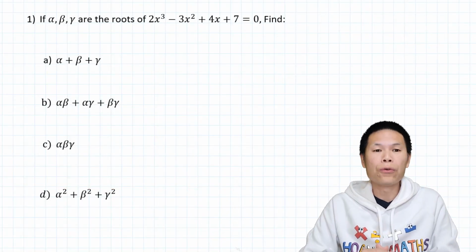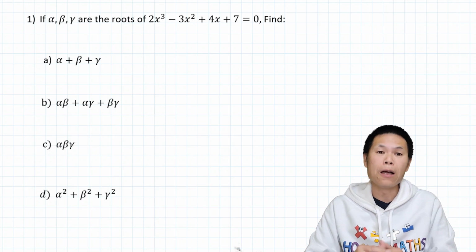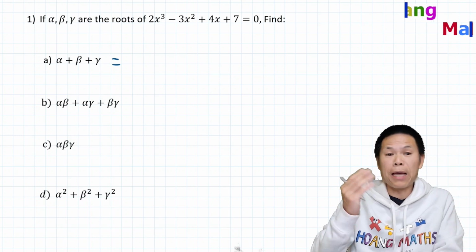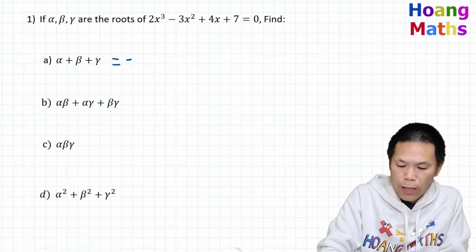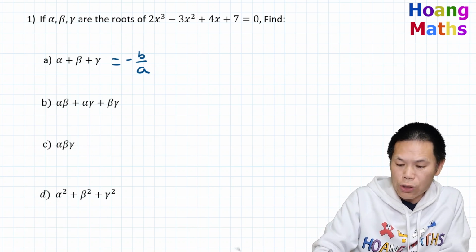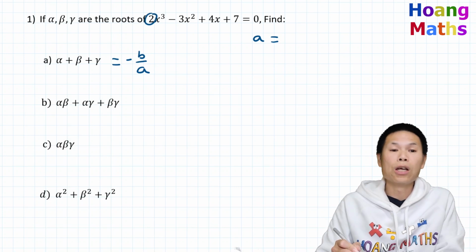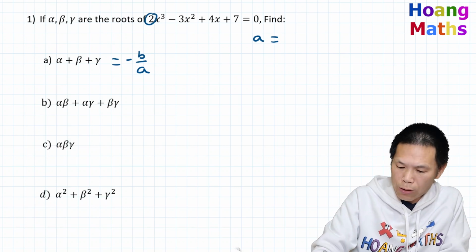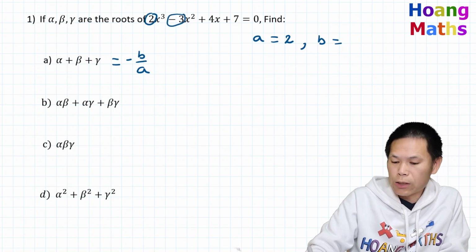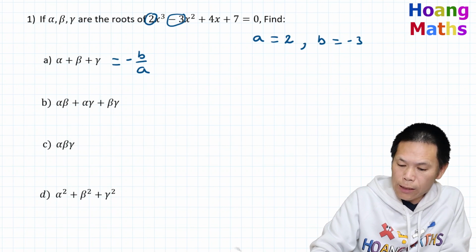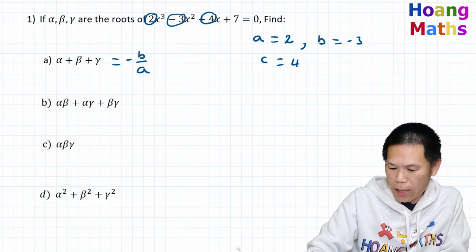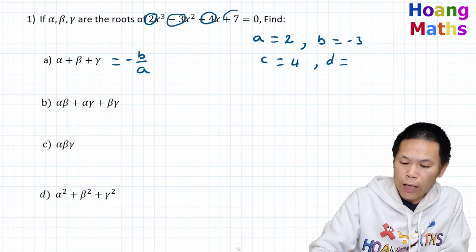First one, to find alpha plus beta plus gamma, first of all we need to know the rule. The rule is alpha plus beta plus gamma is equal to negative b over a. For the cubic equation, a is the coefficient of x to the power of 3, which is 2. And b is the coefficient of x squared, so that is negative 3. And c is the coefficient of x, so that is 4. And d is the constant, that is 7.